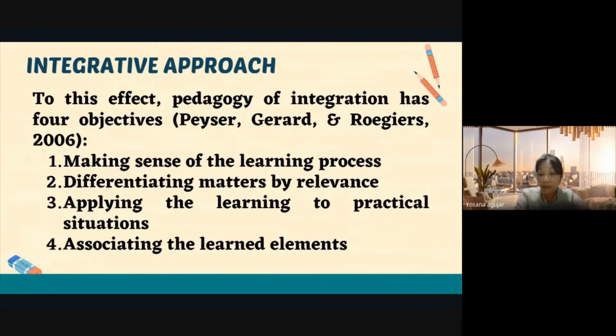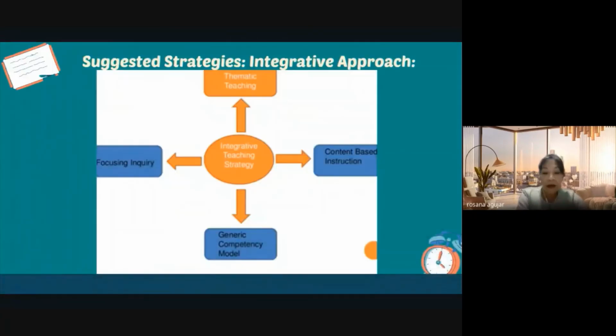So when you say integrative approach, this is an approach where we can integrate one subject to another subject, one area to another area. Thematic teaching, we integrate the same theme or the same lessons. We compress the same lessons into one lesson.